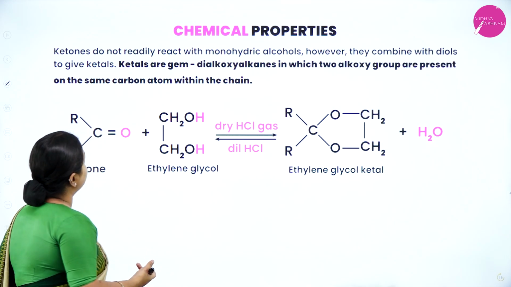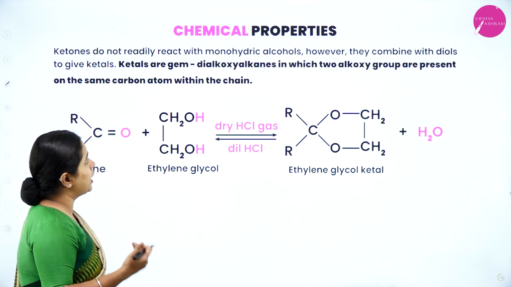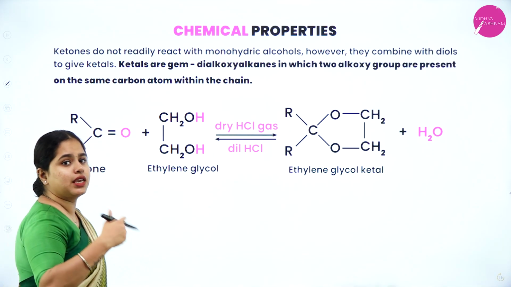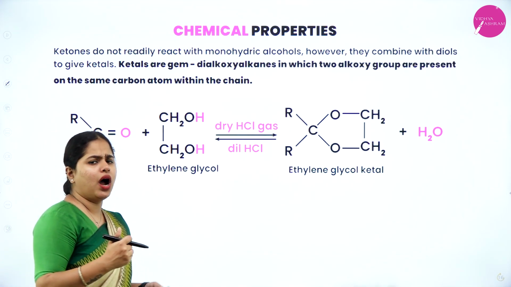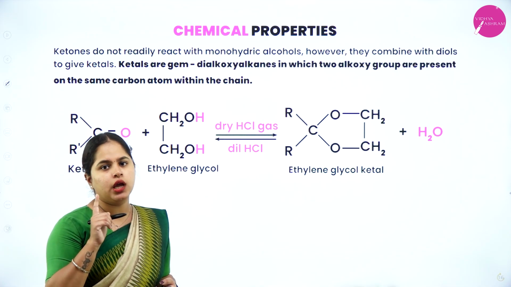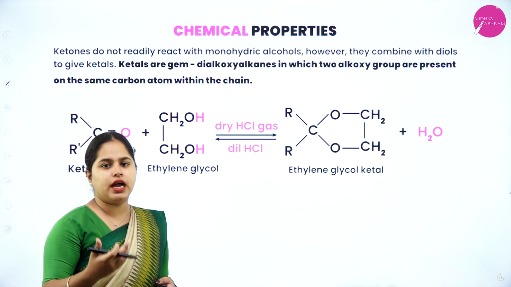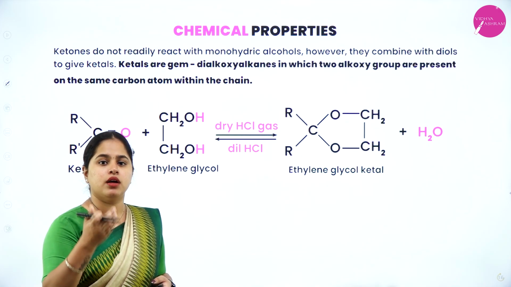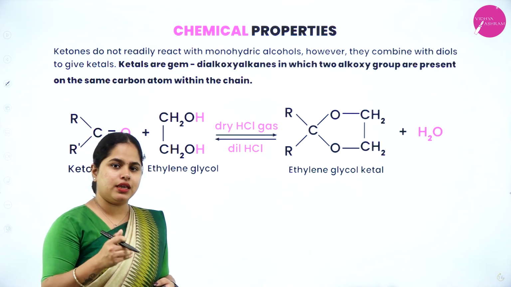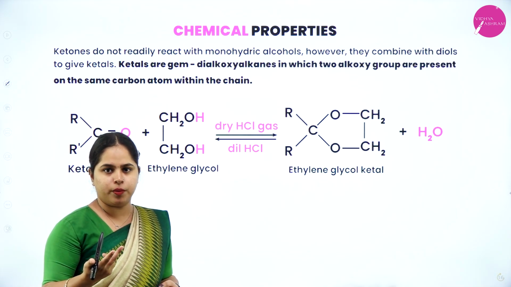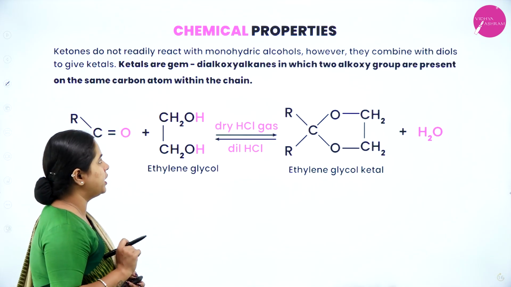Clear? Now the next one is, ketones do not readily react with monohydric alcohols. However, they combine with diols to give ketals. Okay. So aldehydes can react with monohydric alcohols, that means which contain only one alcohol group. It can react with them and form acetals. But ketones do not readily react with monohydric alcohols, but it can react with dihydric alcohols. That means two hydroxyl group containing alcohols, and it will form ketals.